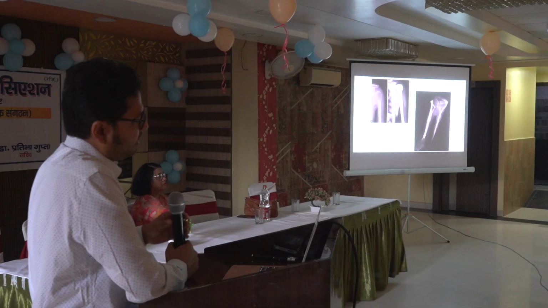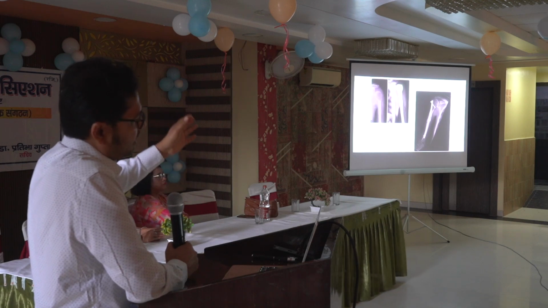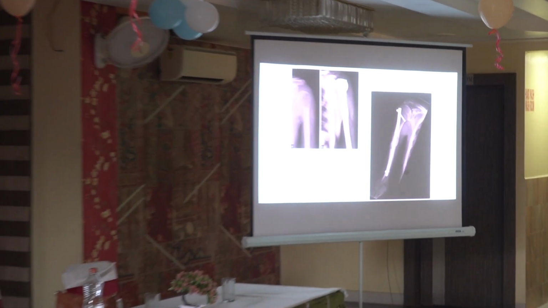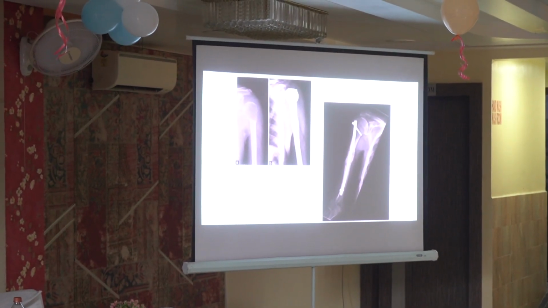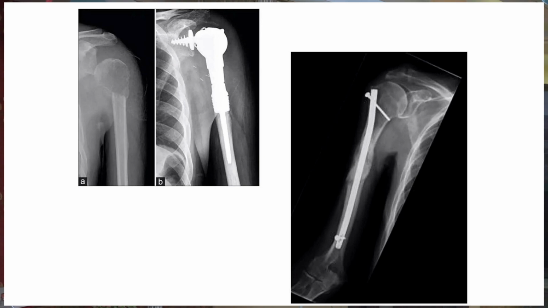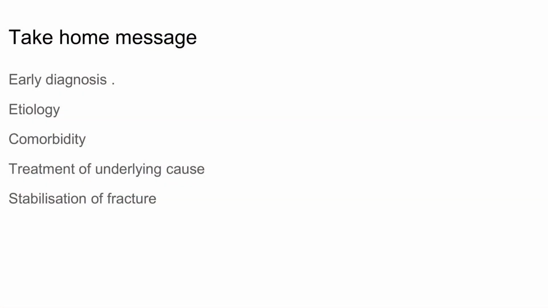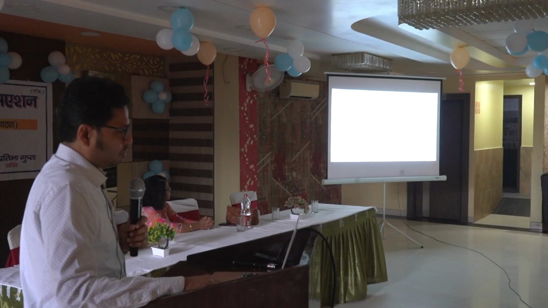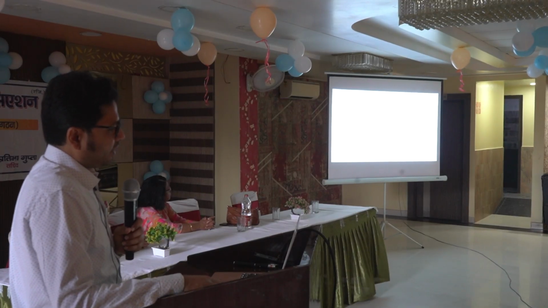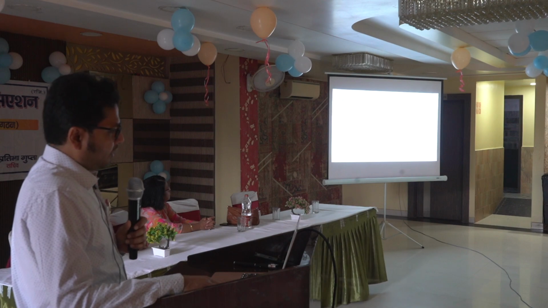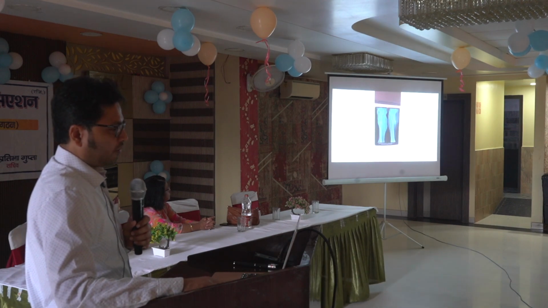If you want to replace it, you replace the complete whole thing, like in this proximal humerus, everything is replaced and a humeral prosthesis is applied. And on the right side, we have conserved it by a nail. So the take-home message is early diagnosis, etiology should be searched, comorbidity should be taken care of, treatment of underlying causes should be done, and we should stabilize the fracture.